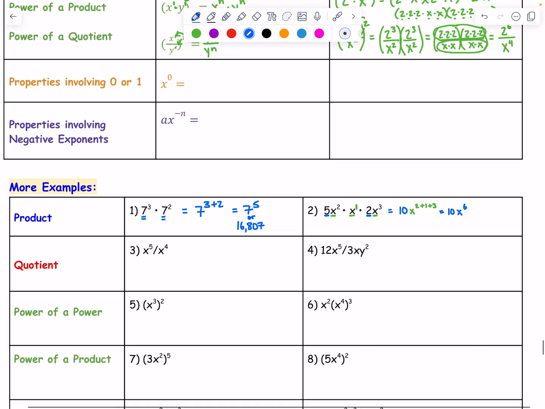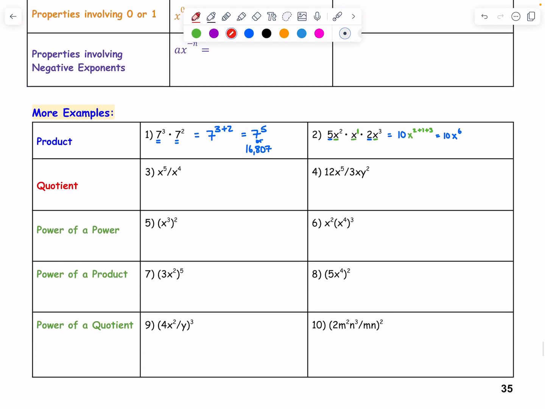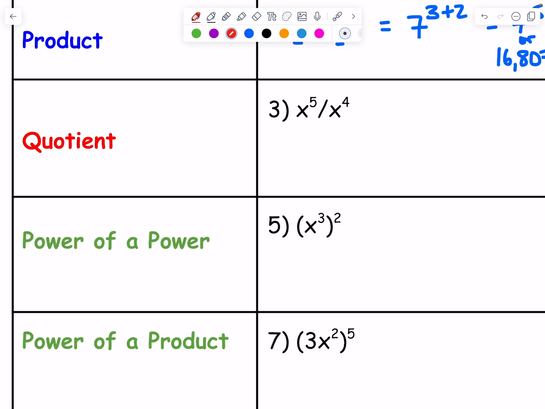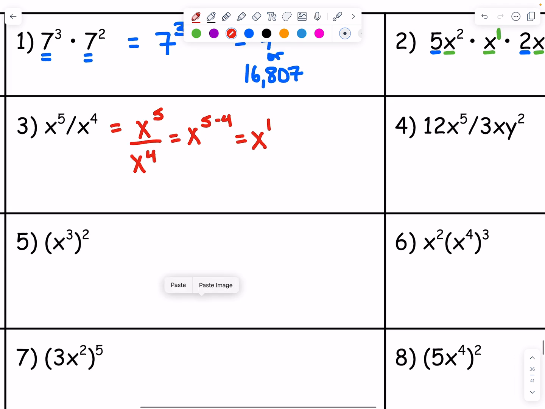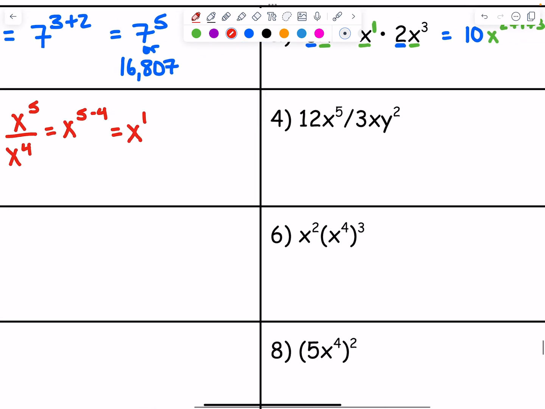All right, so that's 2 more for the product property. Let's take a look at the quotient property. So we have x to the 5th divided by x to the 4th. So you want to subtract, because x to the 5th divided by x to the 4th means I need to subtract my exponents. So then 5 minus 4 will just give me x to the 1st power. So you don't just say 1, you want to keep the base, but that's just going to become your exponent.